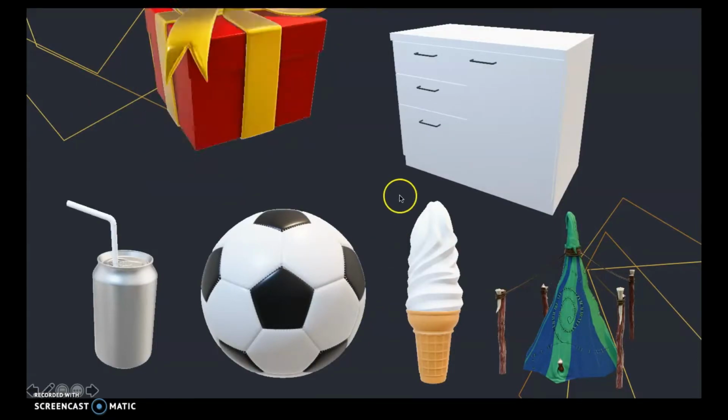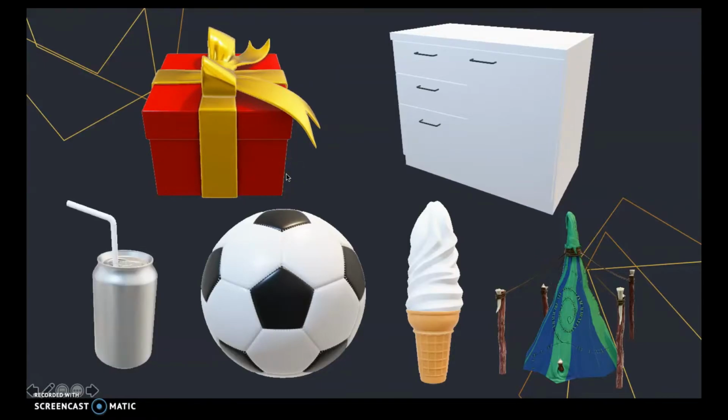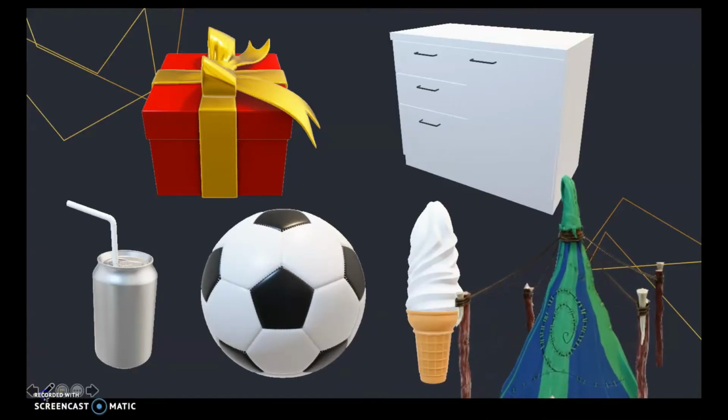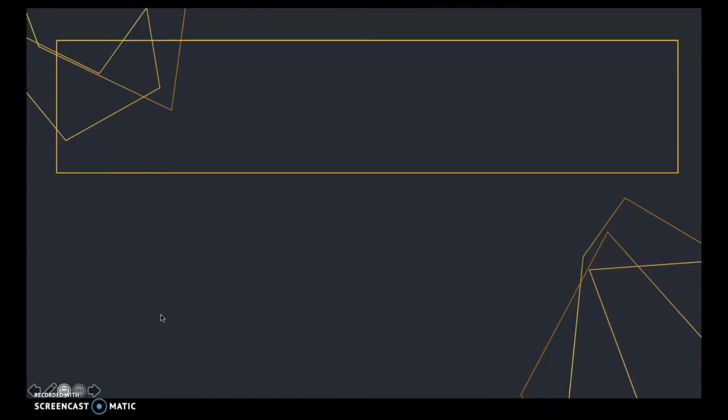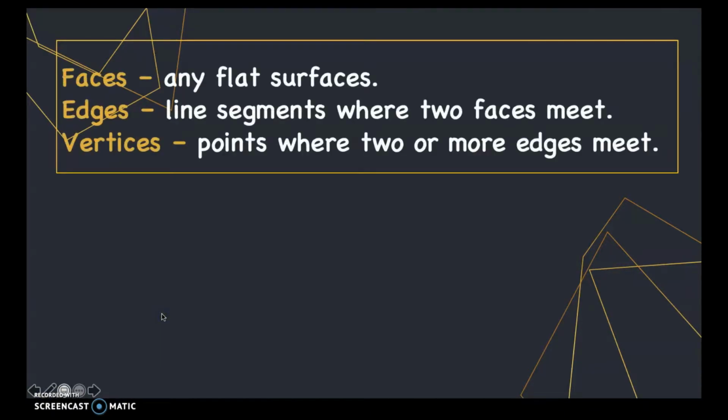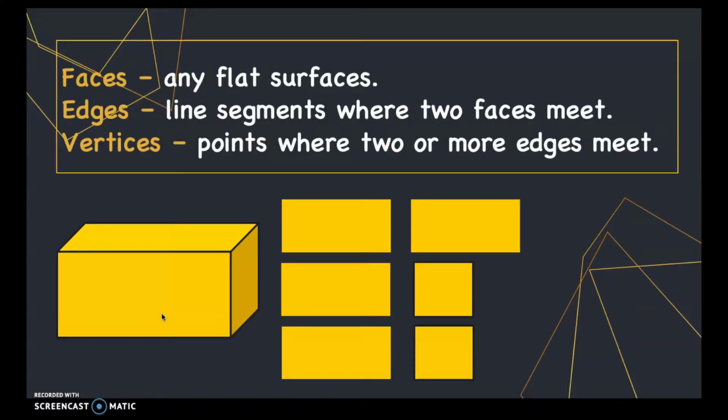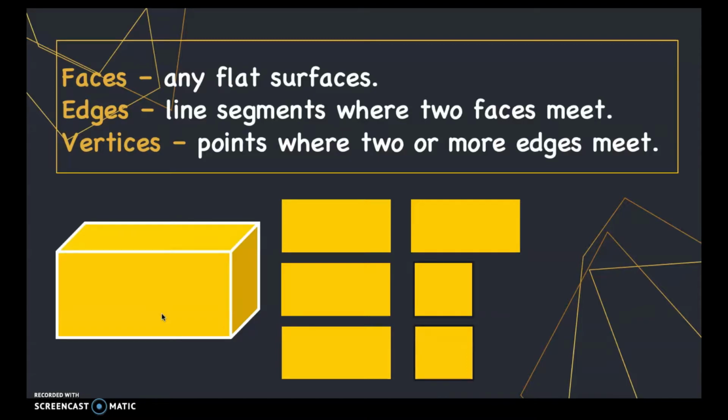be a gift or a present, a cabinet, a can of soda, a ball, an ice cream cone, a tent, and many more. A solid figure has its parts, and they are faces or any flat surfaces. Now, a shape with a flat surface can stand still, while curved faces could roll away. And edges, which are line segments where two faces meet, and vertices, which are points where two or more edges meet.